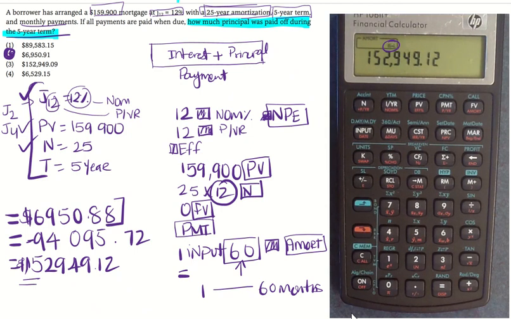Now maybe you might be thinking why my interest is more than my principal. If you look at the interest rate, it's 12%. So the higher the interest rate is, the more interest you will be paying. Okay, I hope this question makes sense to you.